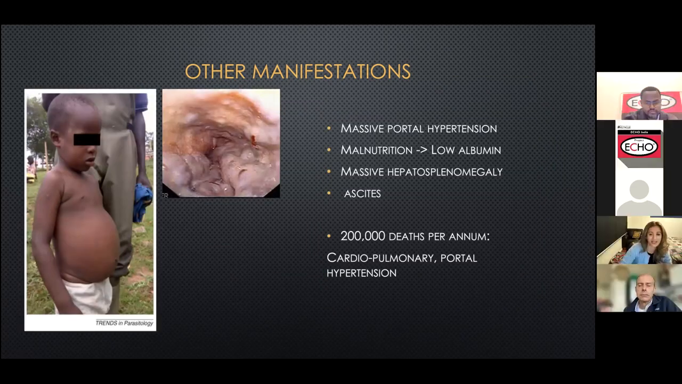The classic manifestation is that of massive portal hypertension, and this is compounded by a few different things. So massive portal hypertension and the hepatosplenomegaly can also lead to malnutrition. Chronic diarrhea can lead to malnutrition. So you end up having this problem with massive ascites that's compounded by both low albumin and the portal hypertension, which we see in this poor child. It can cause some of the most dramatic varices I've ever laid eyes on.